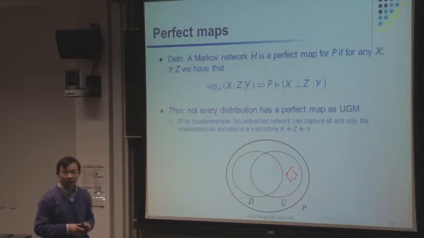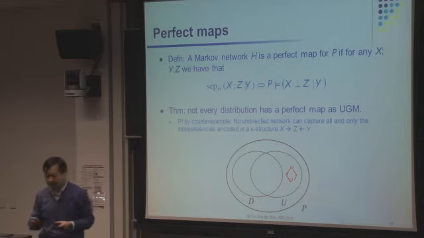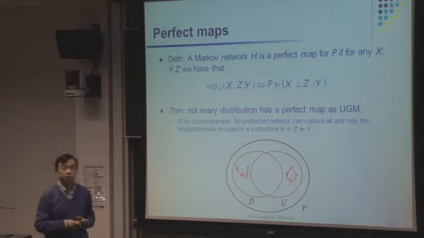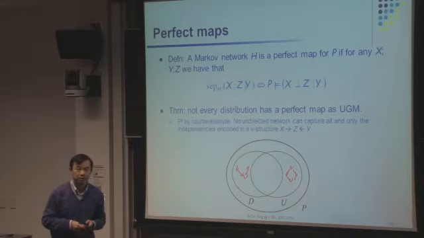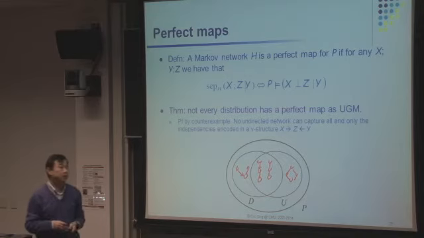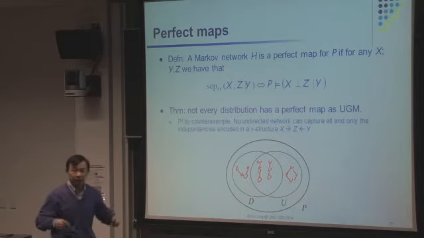What are the types of distributions whose independencies cannot be captured by an undirected graphical model? The V-structures, right? And what can be captured by both? Maybe something like this. They are about the same. And that gives you the full picture now.